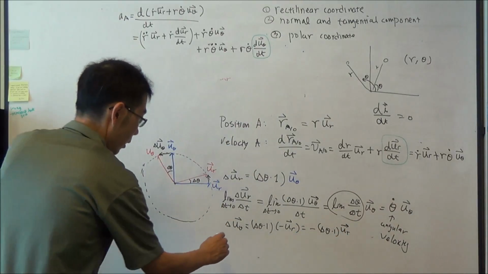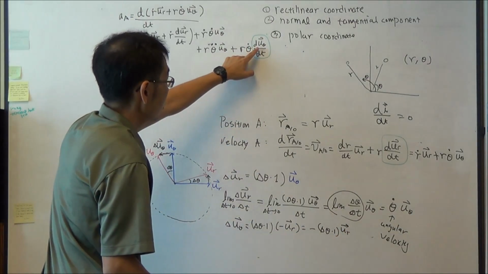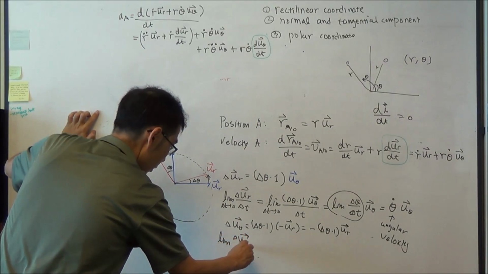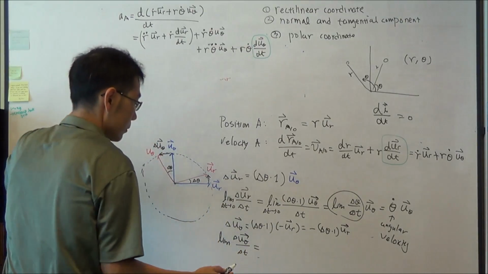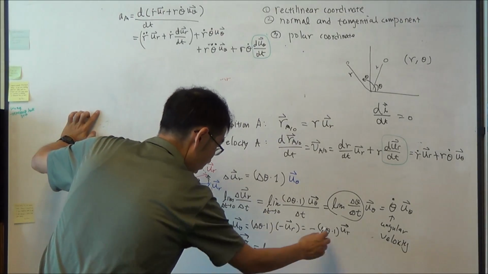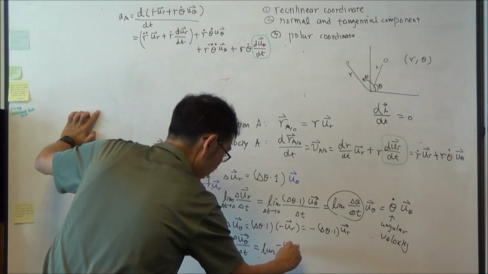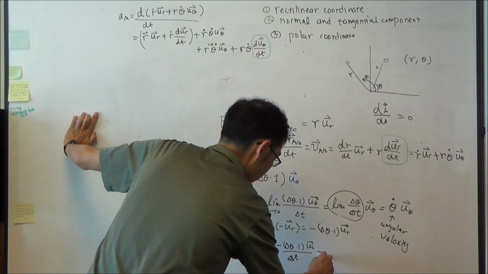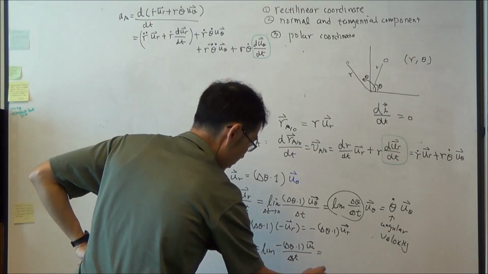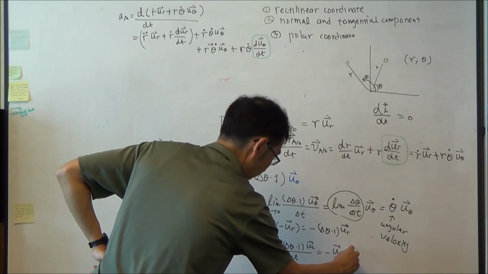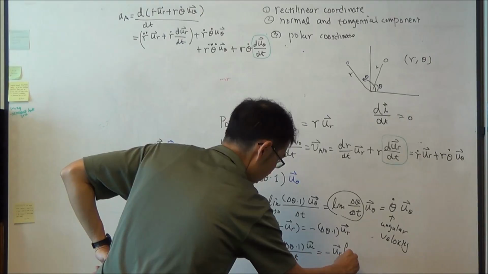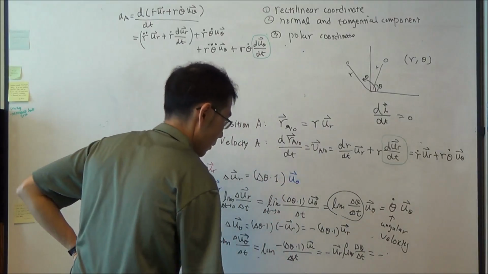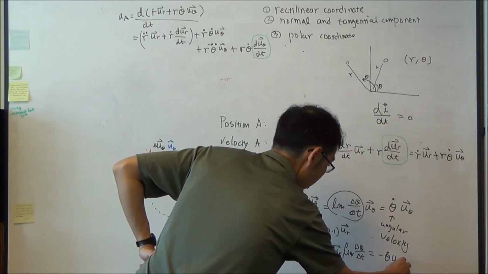Okay. Then I want to find dU theta over dt. So this is a limit of delta U theta over delta t. So this is the limit of minus delta theta times 1 UR over delta t. So this one is minus UR times the limit of delta theta over delta t. So that's the same as minus theta dot UR. Okay.